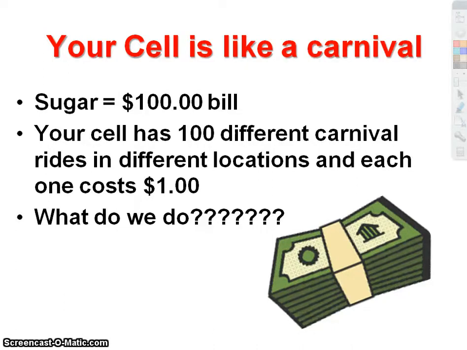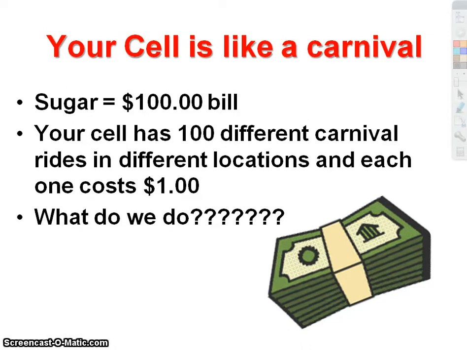And if you think of the energy that's trapped in sugar as like a $100 bill, but your cell has all these different rides all over the place, and each ride needs $1 in order to run. And you need all those rides running at the same time to keep the cell alive. Obviously, having that one sugar with all that energy trapped in one spot is not going to help you.